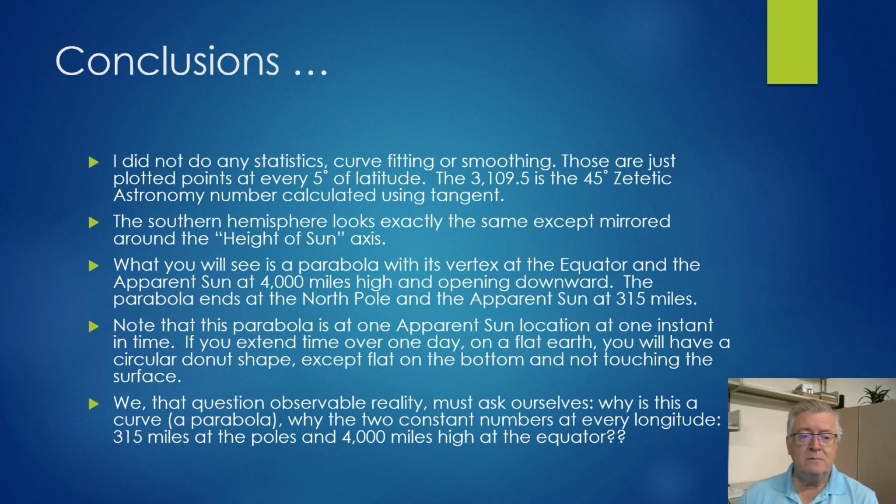So we, those of us that question observable reality, have to ask ourselves, why is this a curve, a parabola? Why the two constant numbers at every longitude? 315 miles at the pole and 4,000 miles high at the equator. Why is that?